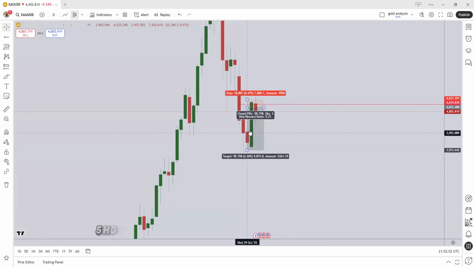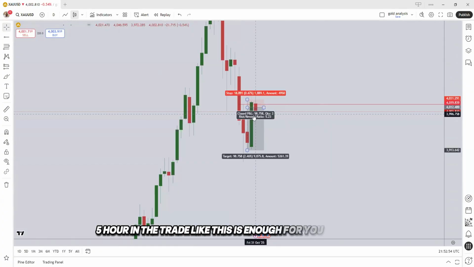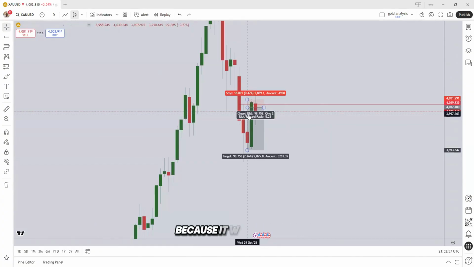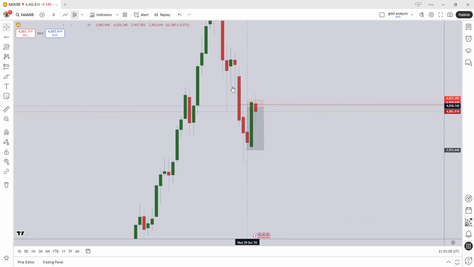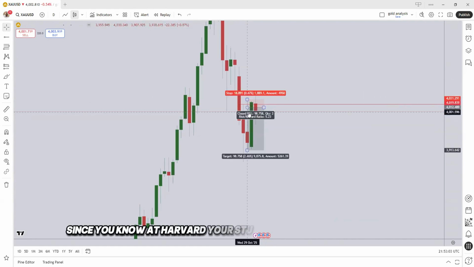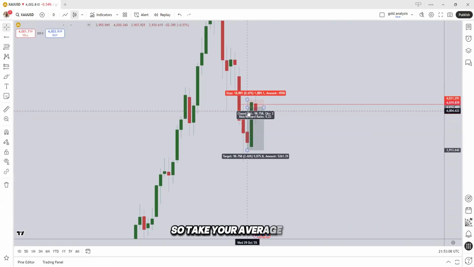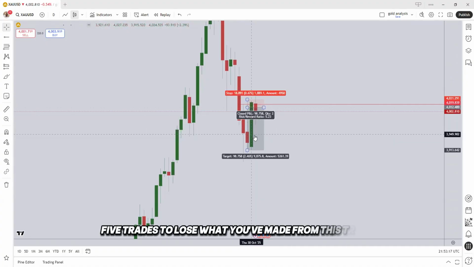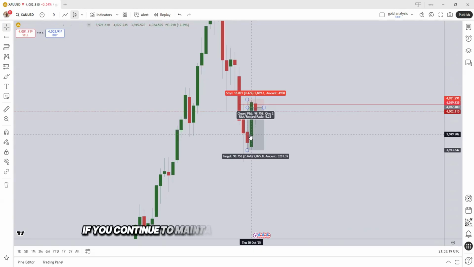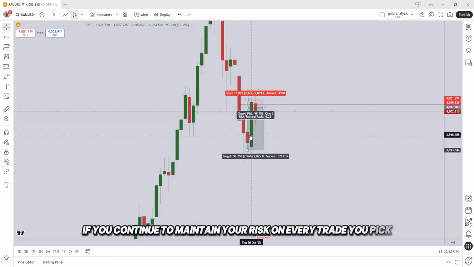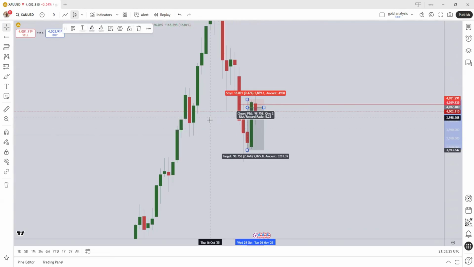In fact, a 5 hour trade like this is enough for you to get out, since you know on average your stop would be around 100 pips. It would take you, on average, say 5 trades to lose what you've made from this trade if you continue to maintain your risk on every trade you pick. So that's why, you can see this is about 980 pips, right?